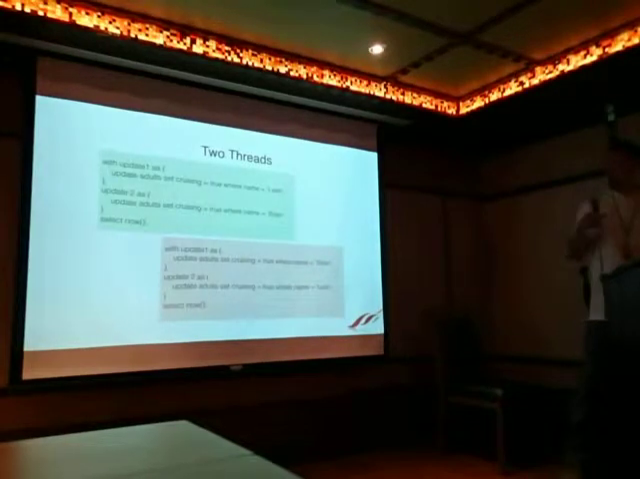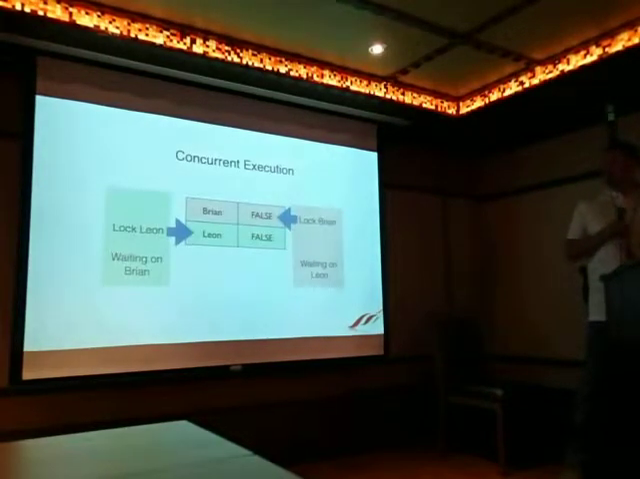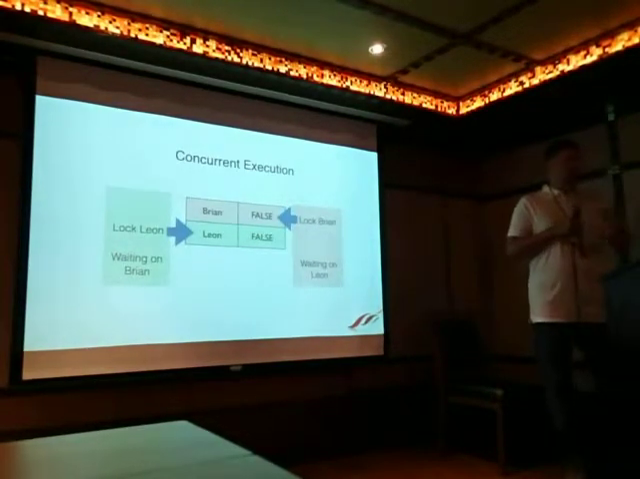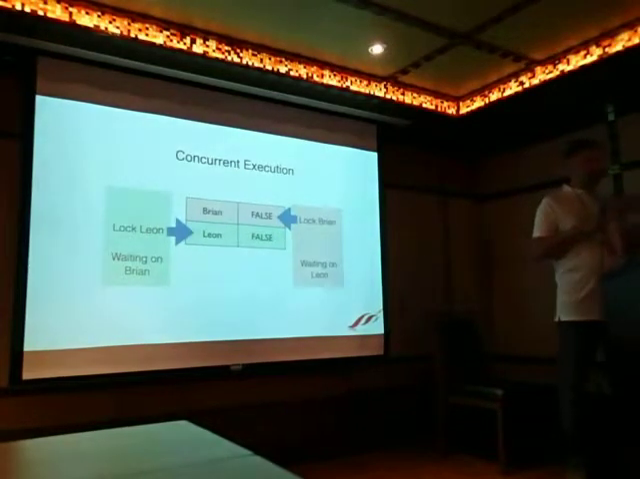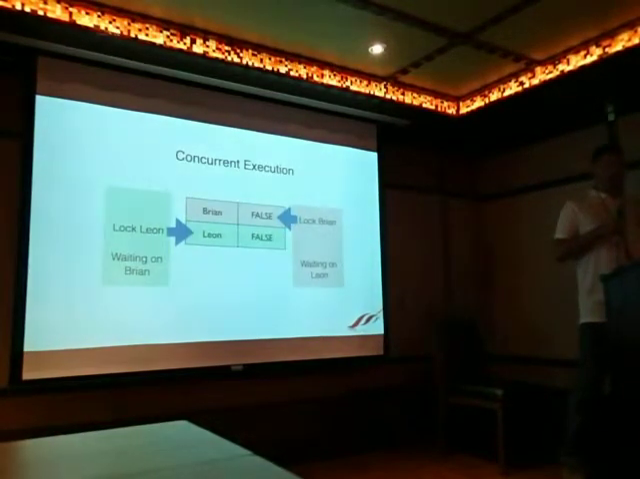So we have two threads coming in, concurrently executing in different threads. Mine is going to try to lock the Brian row, and it wins. Leon's is going to try to lock the Leon row first, and it wins. And we're both going to try to lock the other row to update it, but we can't because the other person has that row. Who knows what this situation is called?